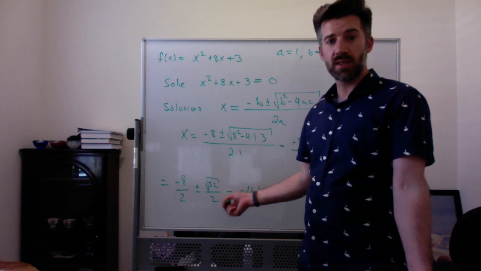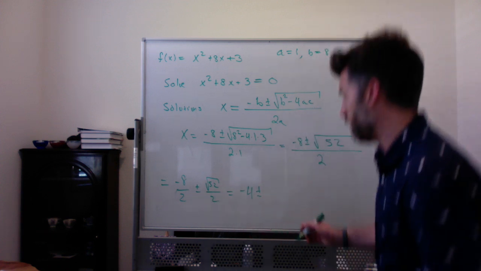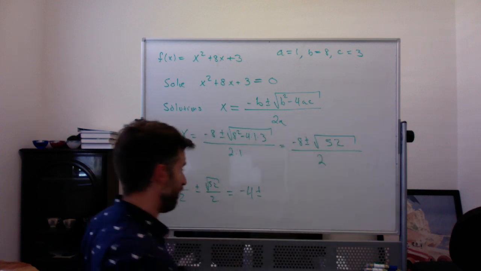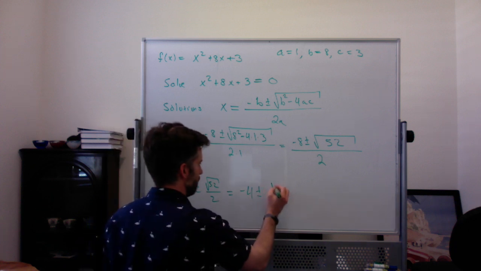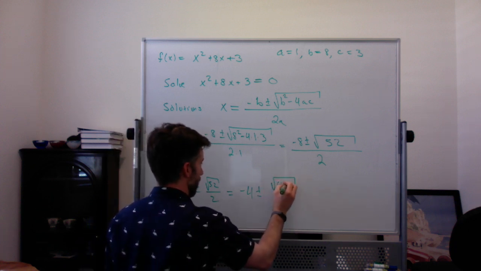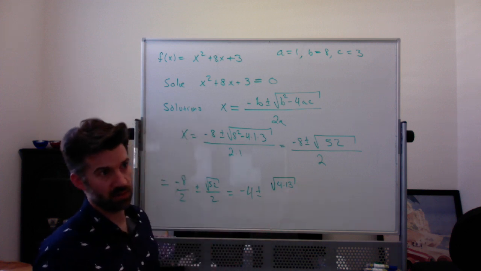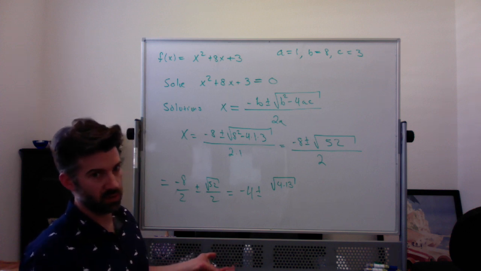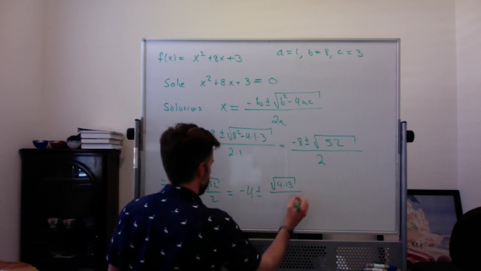Now, this is going to simplify to negative 4 plus or minus. When you're simplifying what's inside the square root, you should try to factor out any square factors. So 52 has a factor of 4. 52 divided by 2 is 26, divided by another 2 is 13. The way I remember this is 52 is the number of cards in a deck, and there are 4 suits, with 13 cards in each suit: ace, 2, 3, 4, 5, 6, 7, 8, 9, 10, jack, queen, king. So 52 is always 4 times 13.